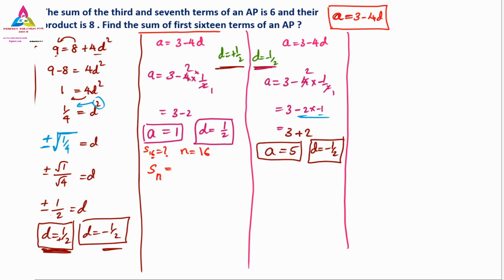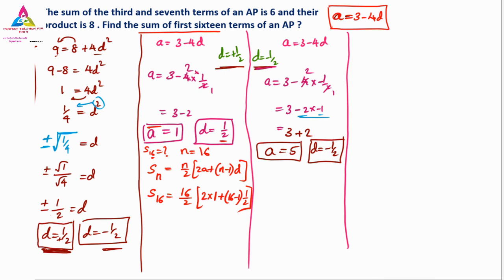So here I will go with the first one, n by 2 into 2a plus n minus 1 into d. Why am I going for this formula? Because for the second formula we need the an value, which is not given. So here we have to substitute in Sn: S16 is equal to 16 by 2, because the n value is 16, into 2 into the a value. What is the a value here? According to this, the a value is 1. 1 plus n minus 1, meaning 16 minus 1, into the d value, which is here half. Remember that half is the d value.